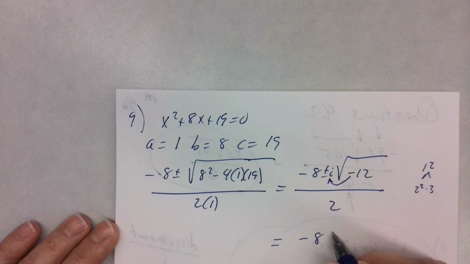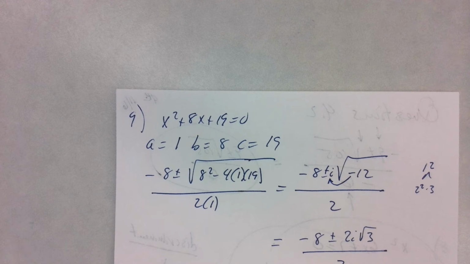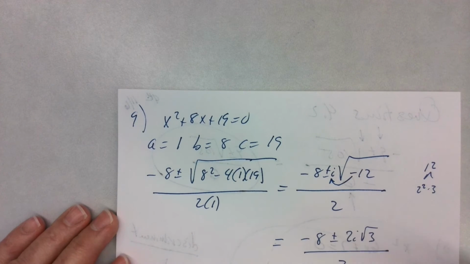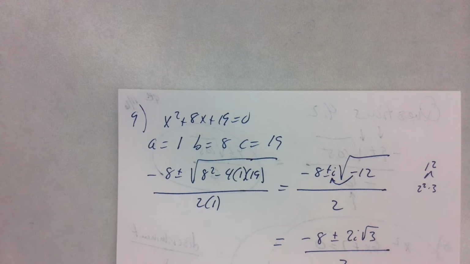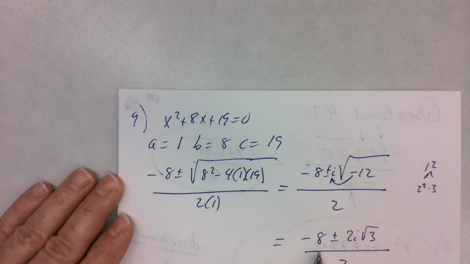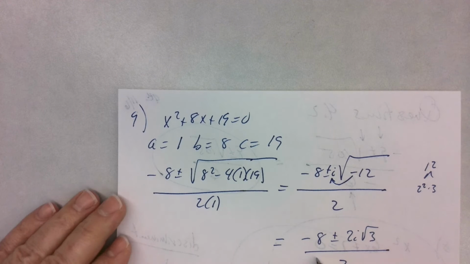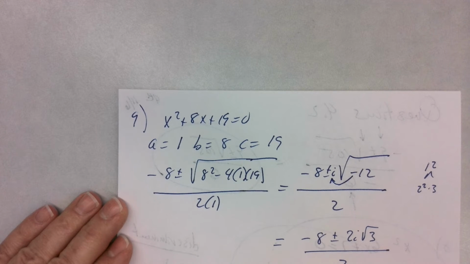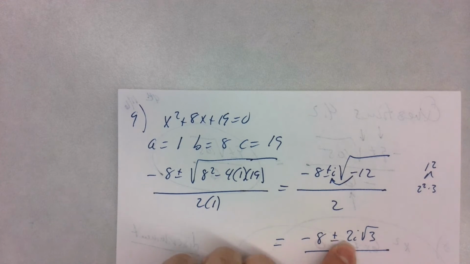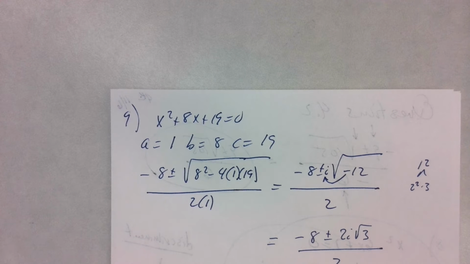Negative 8 plus or minus 2i root 3, all over 2. Now, I should be able to see, based upon what we did already, that I can take a what out now? I can take that 2 out, right? Well, what's that going to leave here? Remember, when I'm taking it out, what am I doing? Dividing, right? So I got negative 8 divided by 2 gives me negative 4 plus or minus. The 2 is now gone, but I've still got my i root 3.